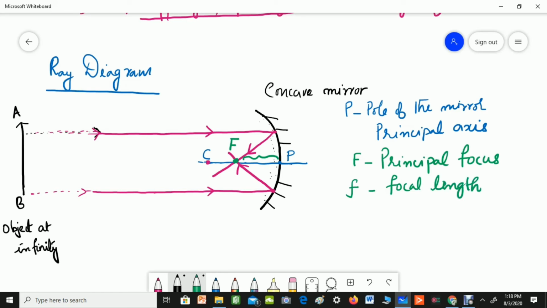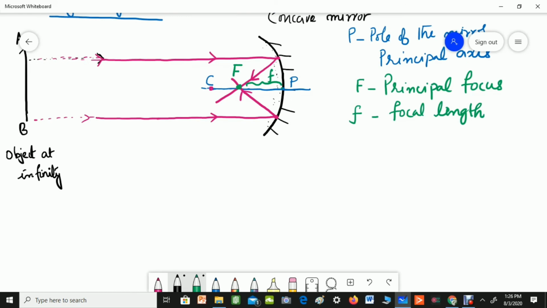Okay, now we have explained two terms. After reflection, the light rays meet at a point on the principal axis. So that is called the principal focus of the concave mirror, and the distance between the principal focus and the pole is called the focal length, small f. The same ray diagram you can explain for a convex mirror also. So let us try to draw a convex mirror now.